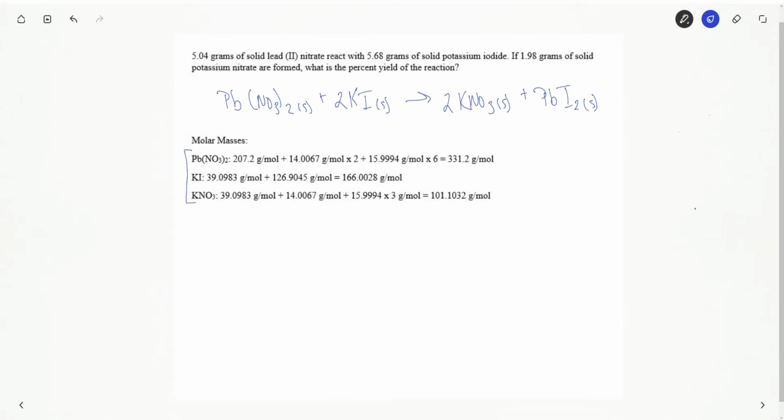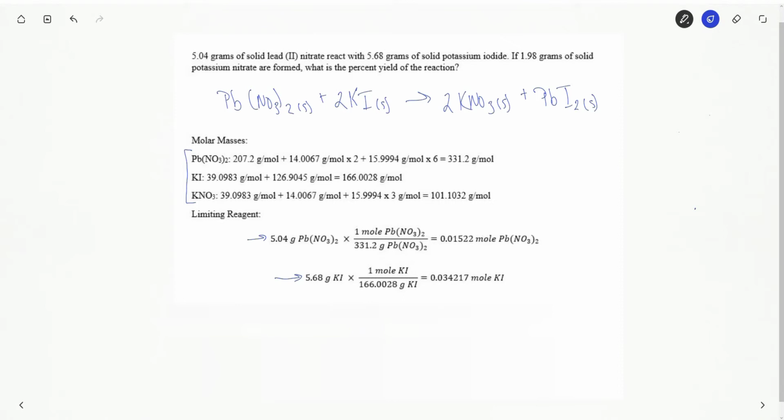Our next task is to determine our limiting reagent. So the first thing I'm going to do is convert both of my grams of reactants into moles of reactants, because we are doing stoichiometry. And in stoichiometry, when in doubt, always go to moles. There are my moles of my lead 2 nitrate and my potassium iodide. I am going to test one of these. I am going to test my lead 2 nitrate.